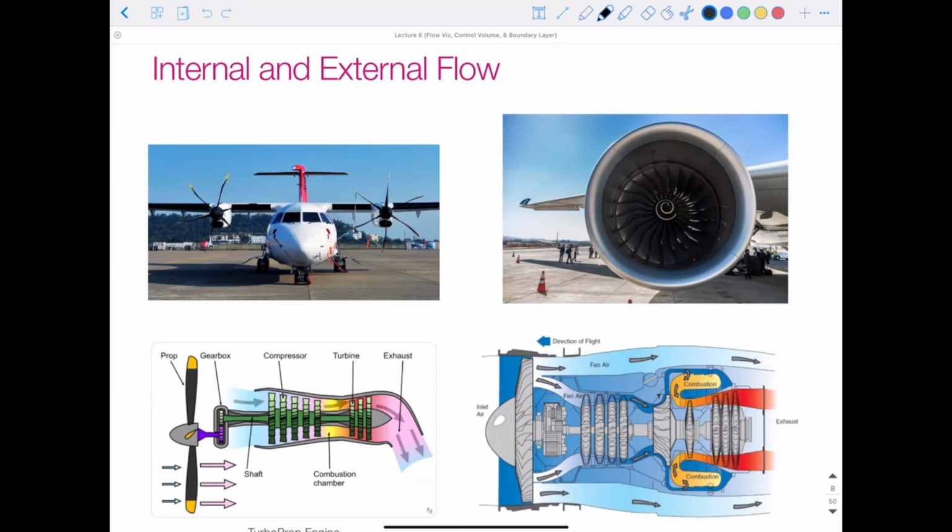External flow is the flow of an unbounded fluid over a surface. Internal flow is the flow in a pipe or a duct, and the fluid is bounded by solid surfaces. So it's not unbounded flow anymore. There is some boundary. If we think of a turbofan, the air flowing through these internal channels inside the ducts would be examples of internal flow, whereas the flow passing over a prop over here is unbounded. There's no container restricting the flow, so that would be external flow.